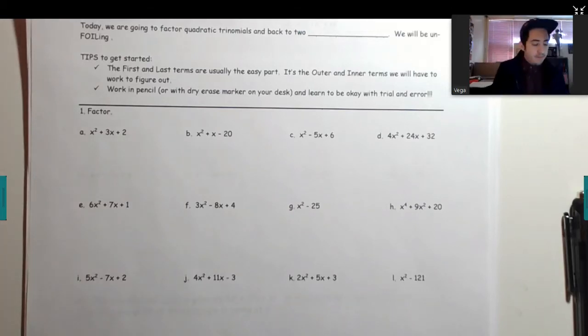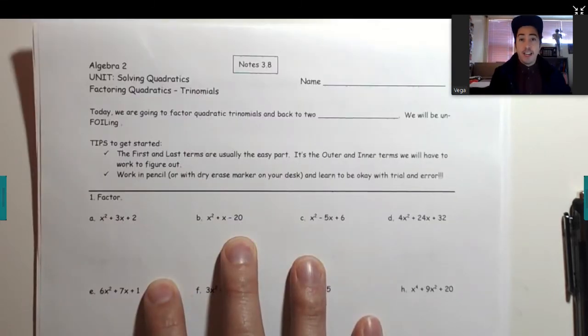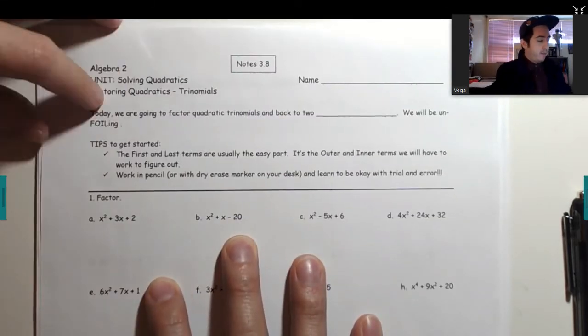Okay, let's go on. Looking at notes 3.8 today. Notes 3.8 for you to look at. So we're going to go over that.